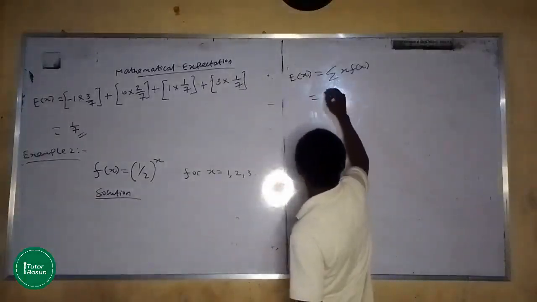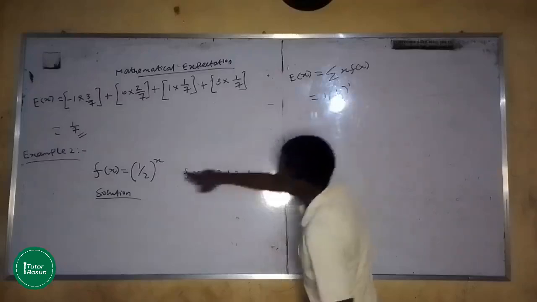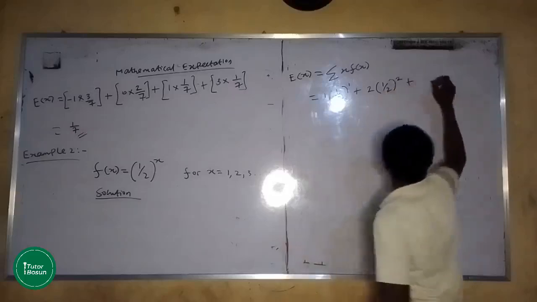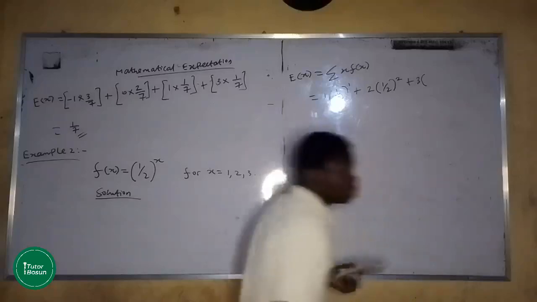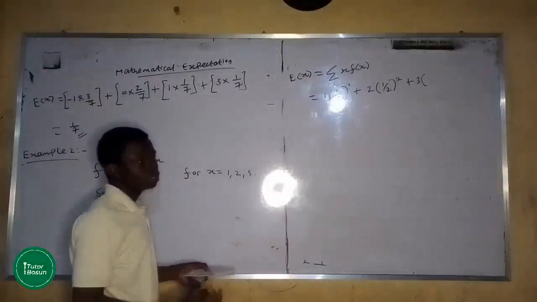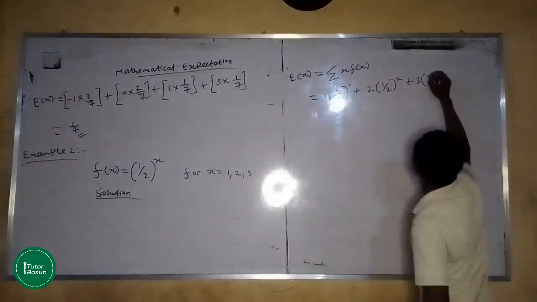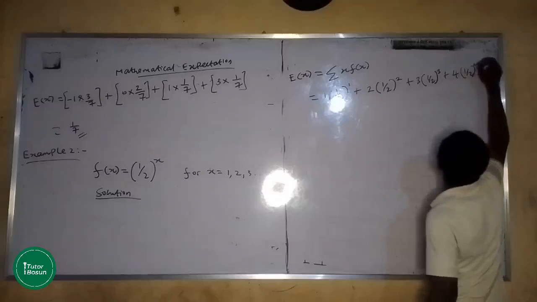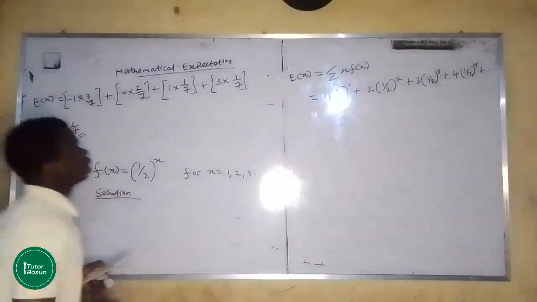We'll be having 1 multiplied by 1 over 2 raised to power 1, when x is 1, plus 2 into 1 over 2 raised to power 2, plus 3 times 1 over 2 raised to power 3, plus 4 times 1 over 2 raised to power 4, plus dot dot dot. That shows that it is an infinite series.